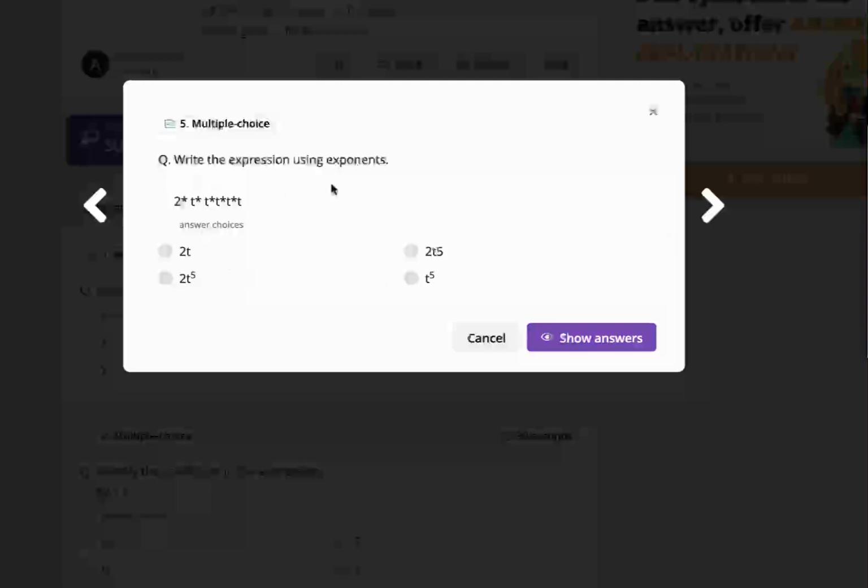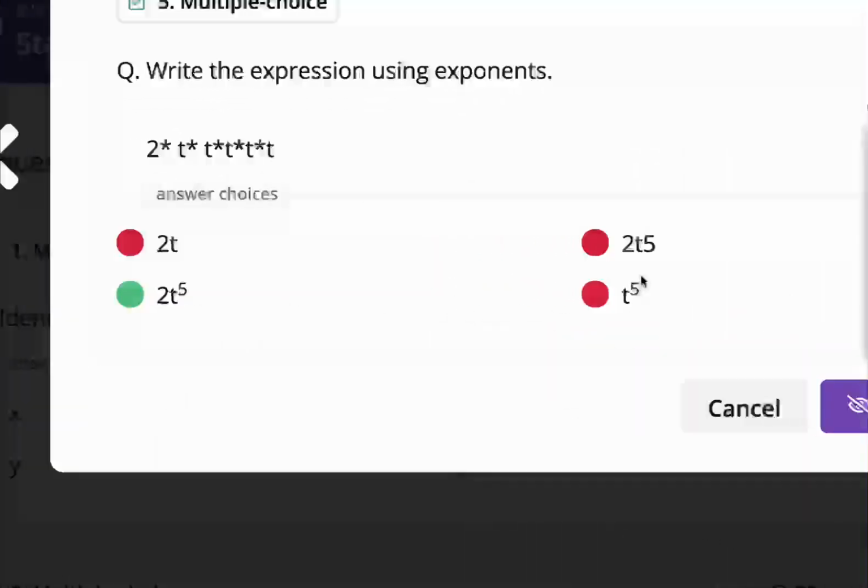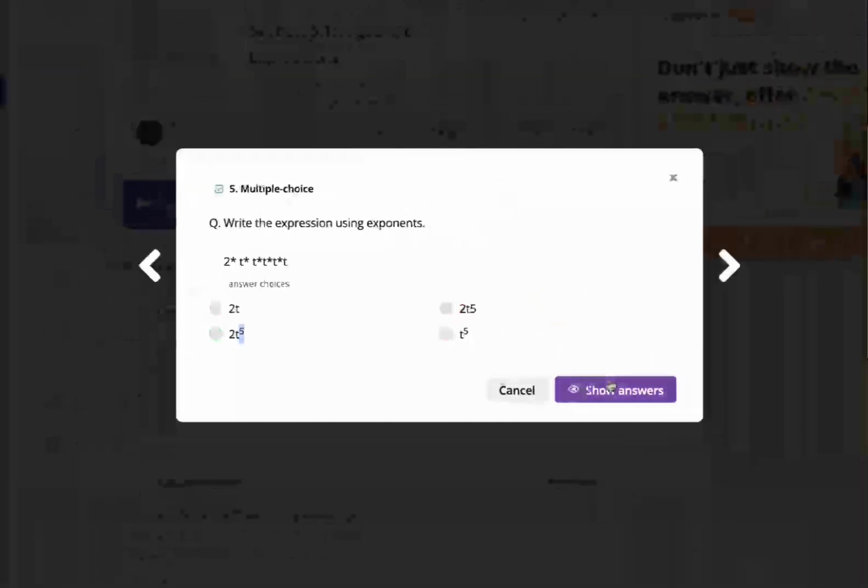Write the expression using exponent. We have 2 multiplied by t, 1, 2, 3, 4, 5. T is repeated 5 times, so the correct choice is 2t raised to the power 5. And here 2t5 is wrong. Why? Because it's not an exponent. The exponent here is this one. Okay, any problems?